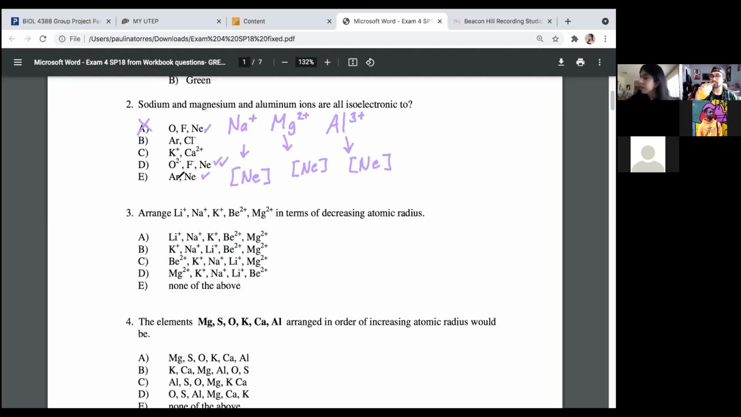So this looks good. Neon and argon. Is argon isoelectronic? No, right? So we have to have those ions. So the correct answer for this one should be D. Because if we look at fluorine, it has 9 electrons, but when it becomes an ion, it has that negative charge. So we add 1 and it has 10, just like neon and the rest of these, right? So all of these have 10 electrons, right? Everyone good with that one? Any questions?